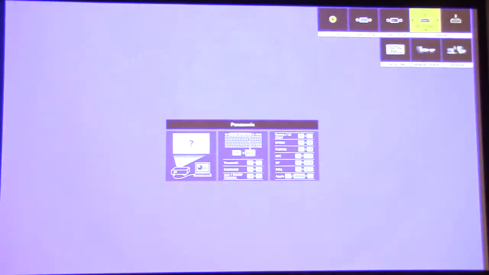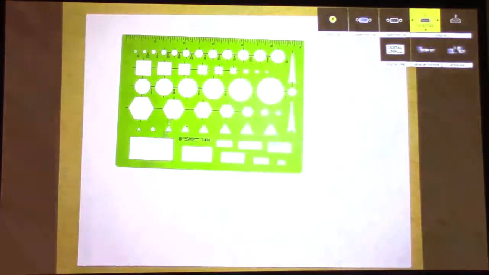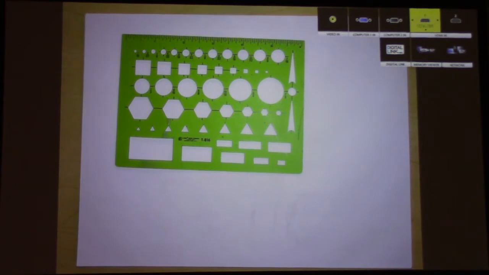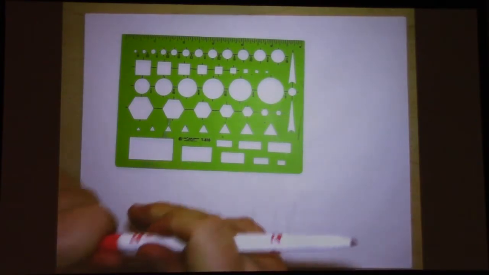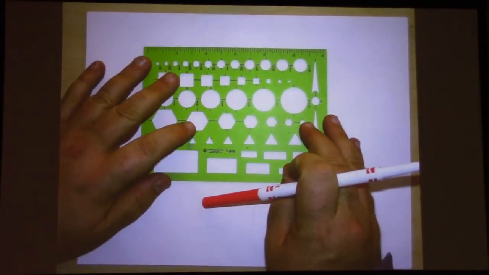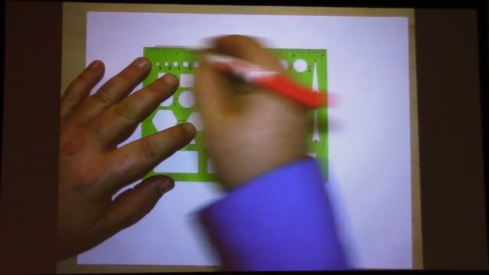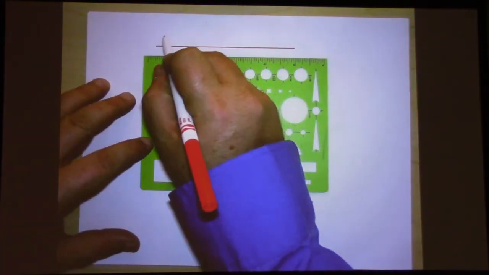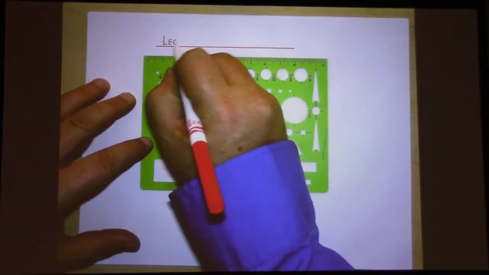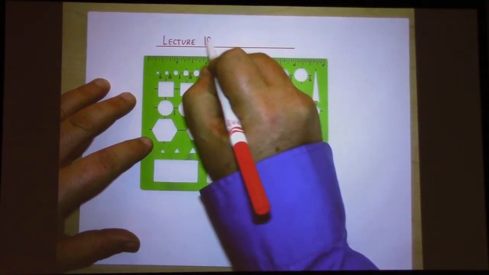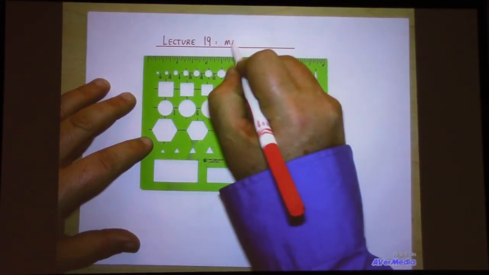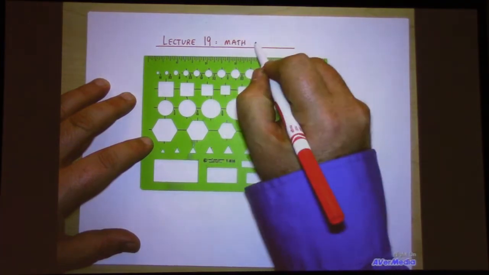So let's see here. We're on lecture, what is it? 19? Is that right? We were 18 last time, right? Yep. So lecture 19 it is. And so we need to talk more about Euclidean geometry, right? So what is Euclidean geometry?